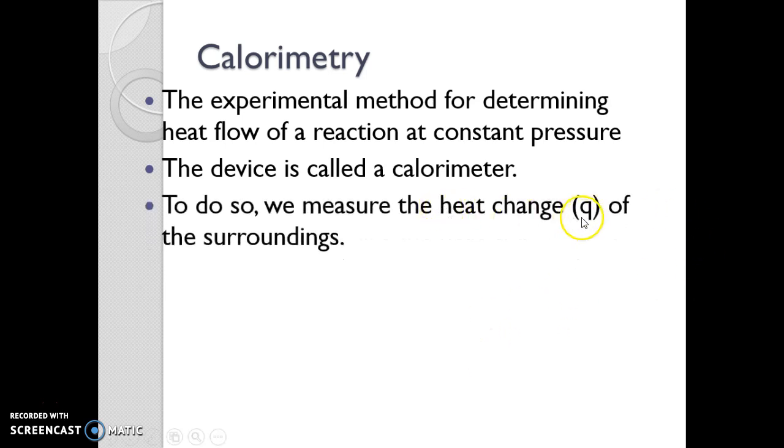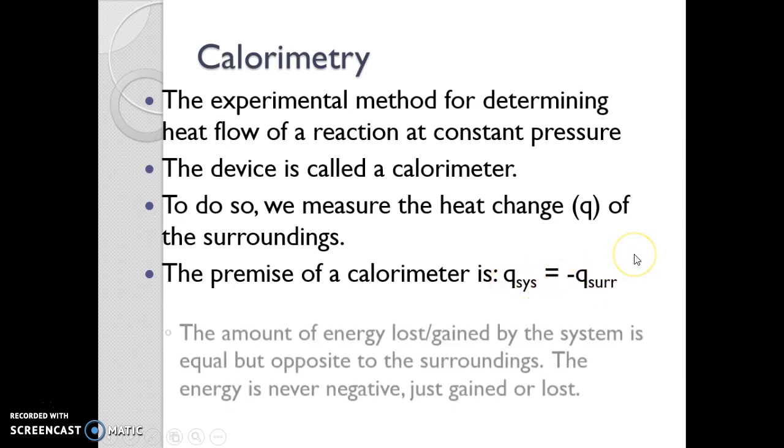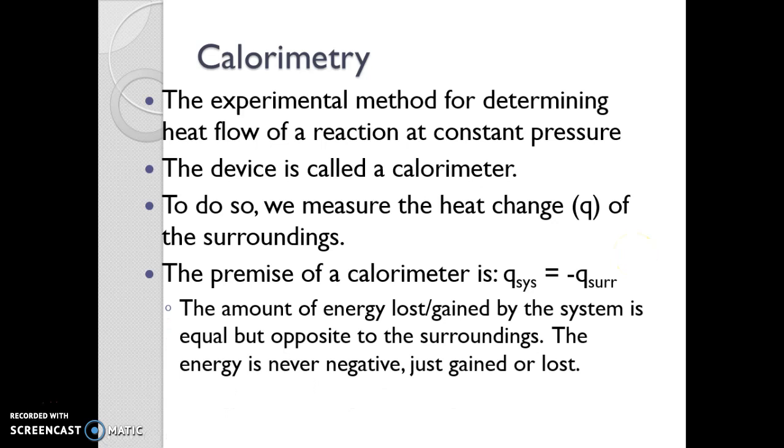We're going to do it by measuring the heat change of the surroundings and using that, inferring what's happening with the system. So keep in mind the energy change that we measure is the surroundings. And then we have to use this idea that the energy change of the system is equal but opposite. Now, negative does not mean negative energy. Negative means opposite. So if energy is lost by the surroundings, it's being gained by the system. Because remember, conservation of energy, no energy is lost or gained.